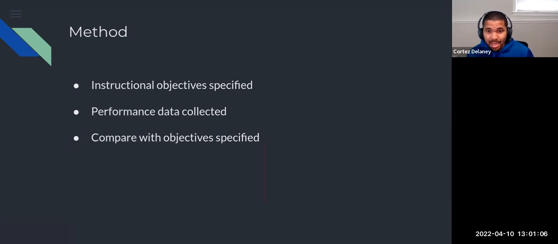So with that being said, there are 3 basic steps that must be taken in order for the Tyler model to work. First, instructional objectives must be specified. Second, performance data must be collected. And finally, performance data must be compared with the objectives that are specified. Let's go to the next slide.